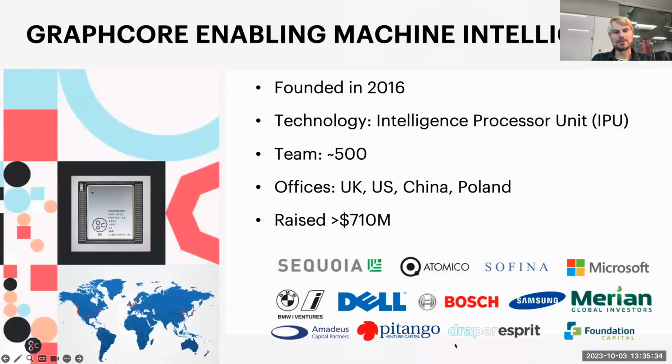A couple of words about Graphcore. We are more than 7 years old as a company, with almost 500 people. Graphcore has created the IPU, Intelligence Processing Unit, targeting machine learning training and inference in data centers. We have offices around the world, and we've raised over $700 million from some renowned investors shown here.